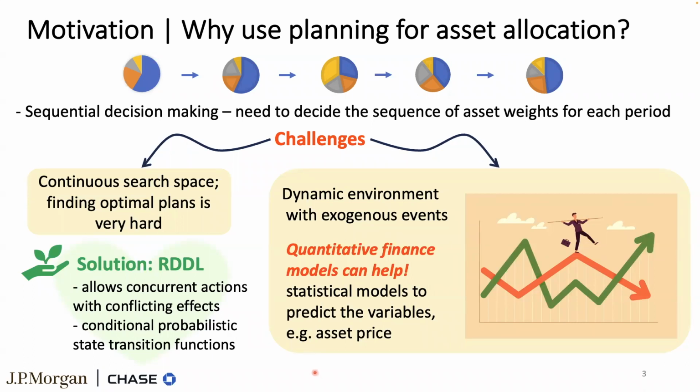So our solution, which can handle both continuous search space and also a dynamic environment, is to use a planning language called RDDL, which allows for concurrent actions to have conflicting effects depending on how the market is changing. And it can also incorporate different statistical models to predict the asset prices' evolution over time using conditional and probabilistic state transition functions. So both of these challenges can be overcome using the RDDL planning language.